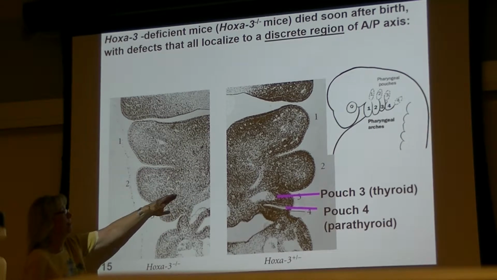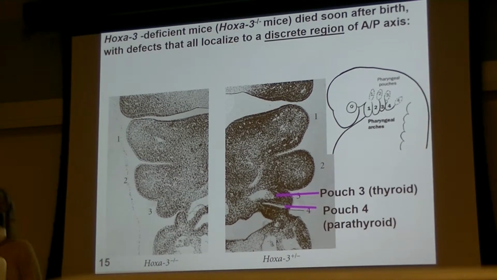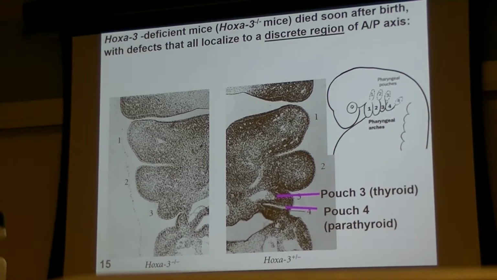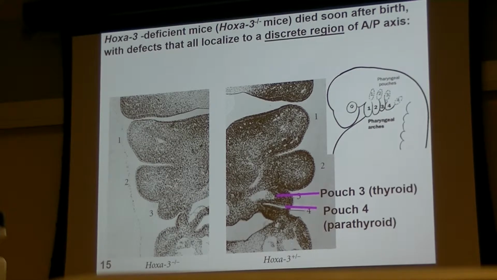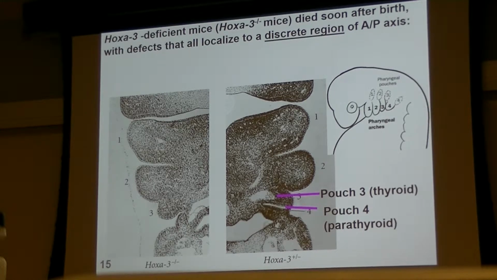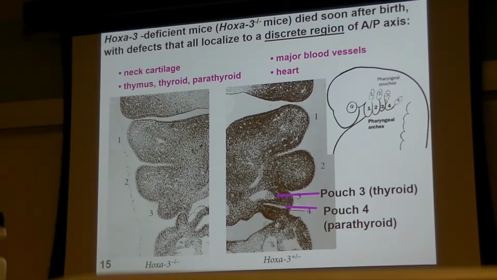Pouch 4 also is gone, but we're not really seeing any kind of duplication of any structures or any alteration or transformation or homeotic transformation at all in this particular mutant. So here's an example of a Hox gene that mutated. It did have an effect. It was essential for the embryo, but there was no homeotic transformation that occurred in this case. These are just some of the structures here in the area.